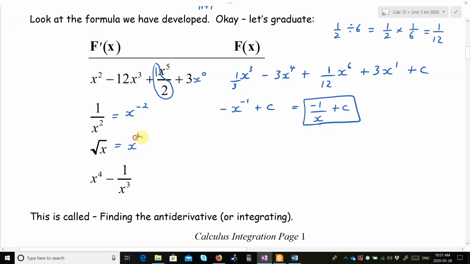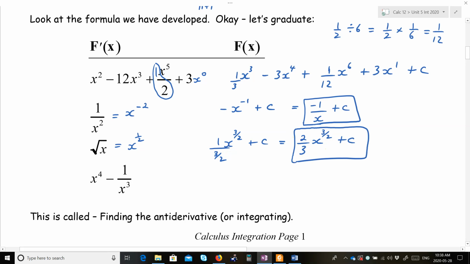The square root of x is x to the 1/2, so if I do the antiderivative, I would have to add 1 to the 1/2, which would take us up to 3 over 2, and then we'd have to go 1 divided by 3 over 2, and then plus c. Okay, 1 divided by 3 over 2 is 2/3, and we get x to the 3 over 2 plus c, like that.